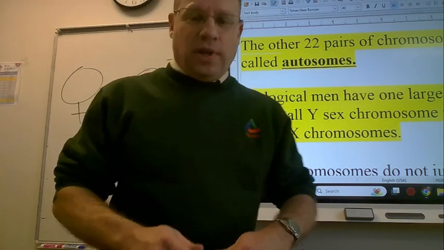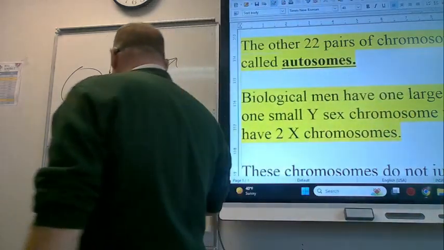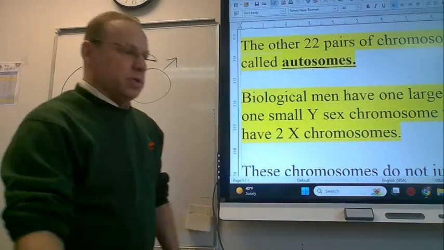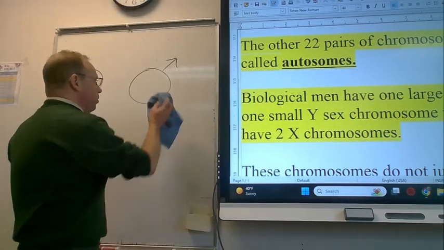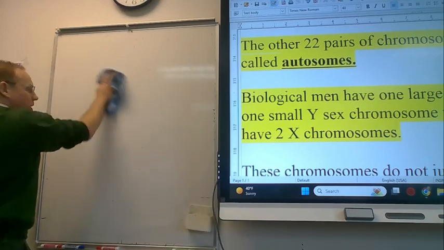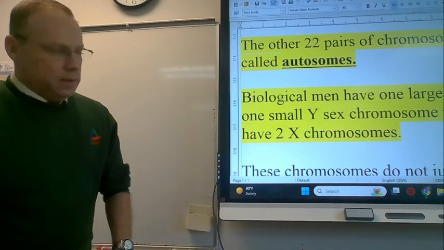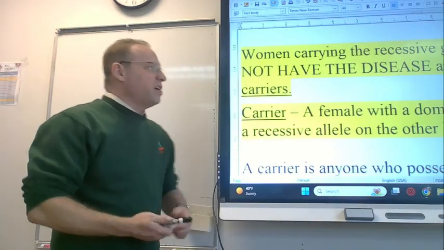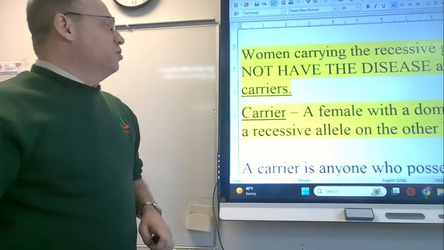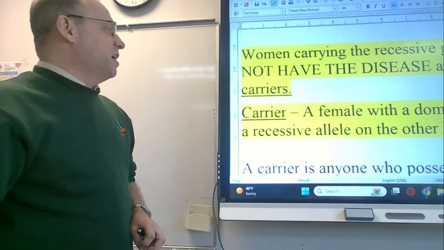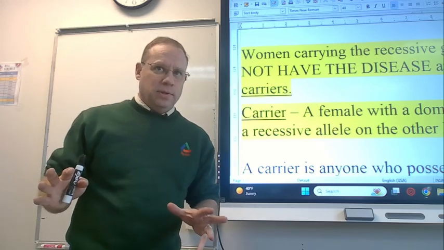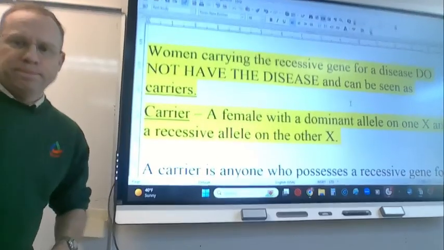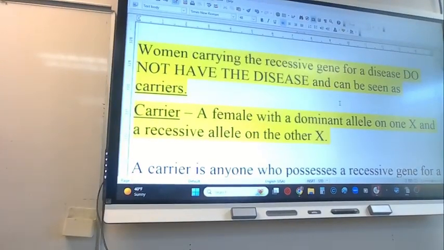So that's the symbols, okay? But writing these symbols can make our life easy as we're doing a lot of phenotypes. Let me show you this information. This thing called a carrier. Women carrying the recessive gene for a disease do not have the disease and can be seen as carriers.